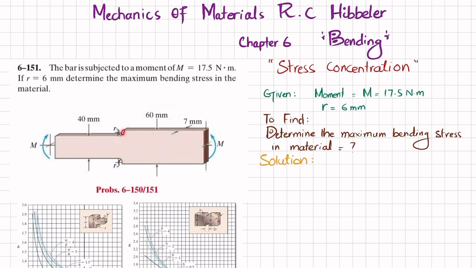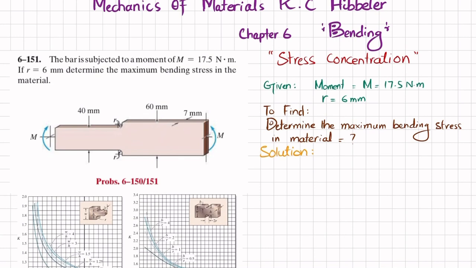So due to this sudden change in the dimension of this rod, or due to this fillet, there is stress concentration. So in this stress concentration, the maximum stress will occur in this region. This is the region. So we have to find the maximum bending stress in the material. As we know, the maximum bending stress for this stress concentration problem will be equal to K multiplied by M into C divided by I.